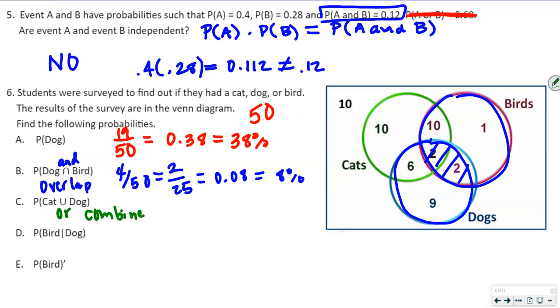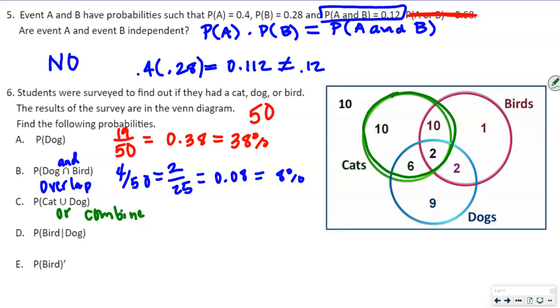Looks like a U, so for union, right? When you have a union between two families, you combine the two families. So now we're looking at the combination of the cats and the dogs. 10 plus 10 is 20, plus 6 plus 4, that's another 30, 39. So that's going to be 39 over 50, and that does not reduce, so that's going to be 0.78, and that's 78%, okay?